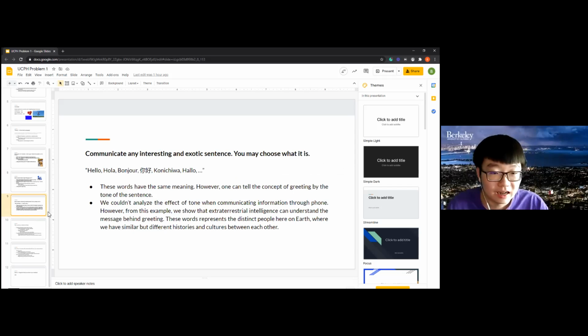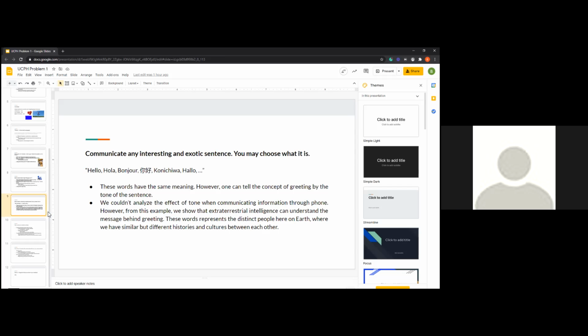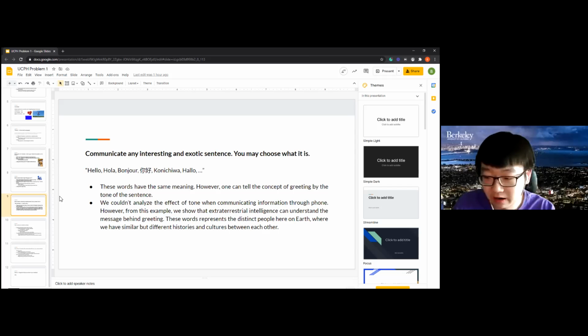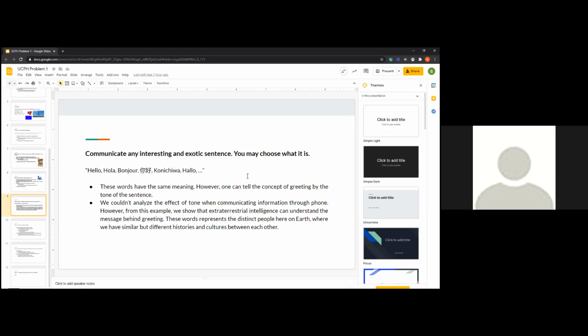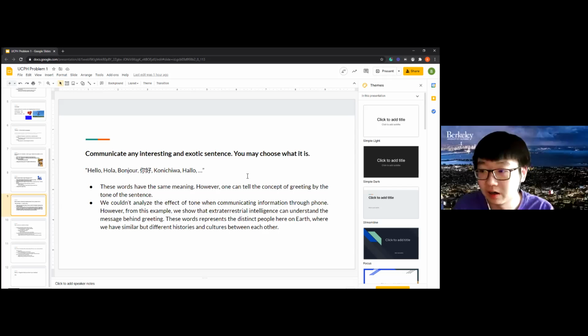Another thing, the last thing we try to communicate, is a really interesting sentence that we came up with: saying hello in a variety of languages. We realize that tone is a pretty important concept in this phone communication. Every single language that we speak here on Earth, when we say hello, has the same tone in it, whether it's ni hao or konnichiwa. So we can analyze the tone of the phrase. Analyzing the tone is one thing we need to consider as well, because tone sometimes can also communicate meaning.